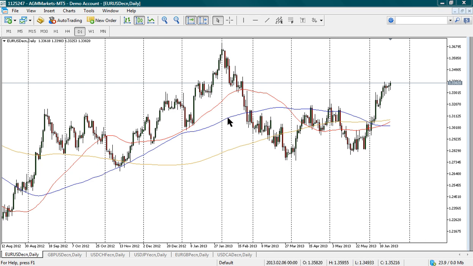For any new followers, we have 3 moving averages on each of these charts. The red one is a 50 simple moving average, the blue is a 100 simple moving average, and the gold is the 200.